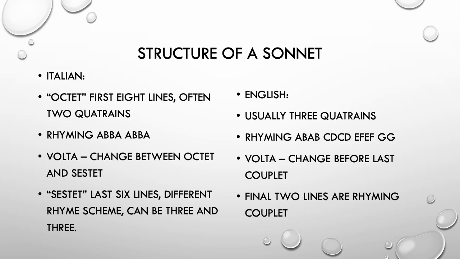The English or Shakespeare sonnet is usually 3 quatrains, that is 3 stanzas of 4 lines, rhyming A, B, A, B, C, D, C, D, E, F, E, F, G, G. And then there's a volta, that turn or change before that last couplet, the GG. Those final 2 lines are a rhyming couplet. Part of the reasons for these changes is that it's a lot harder to rhyme in English than it is in Italian.